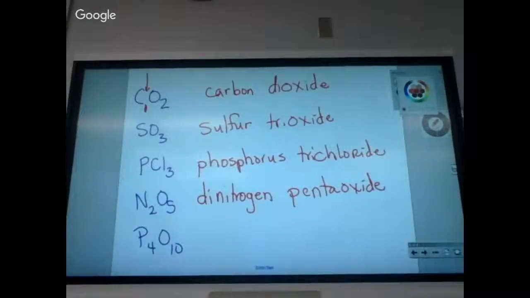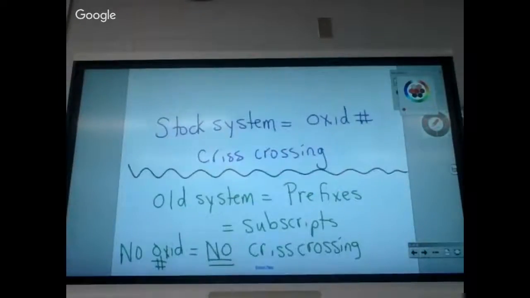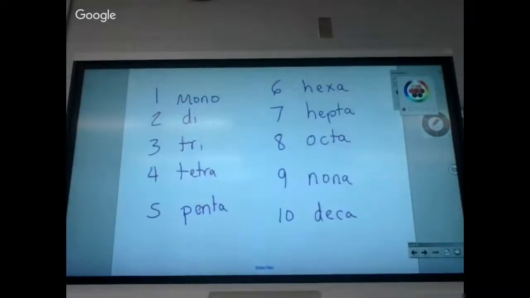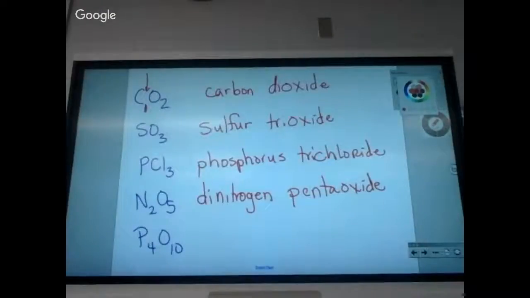Is this what we're doing on the quiz? Yes, just like that. You have four that you have to write in stock. No, this is old. You have four that you have to do this way. You have three that you have to do this way. And you have three that you have to write formulas for that we haven't done yet.